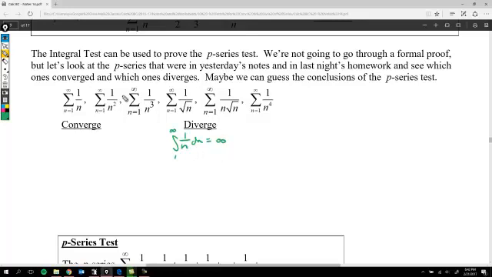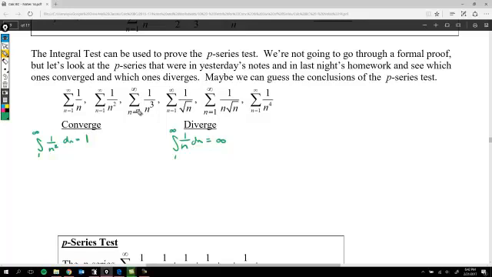Now if I take the integral of 1 over n squared, I'll end up getting negative 1 over n. And if I plug infinity into that, that'll tend towards 0. So this should still converge, and if you actually go through the work, you end up getting 1. And same thing for here.